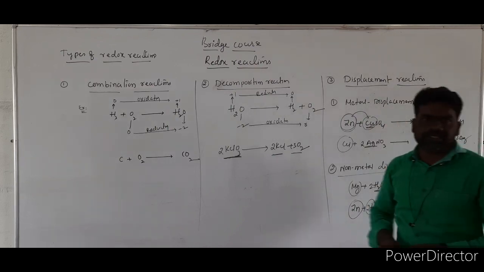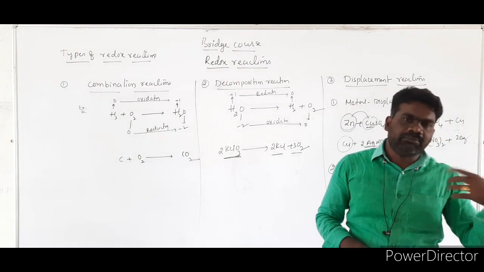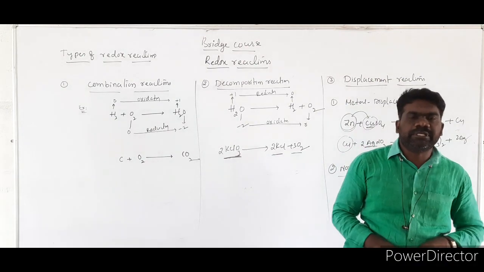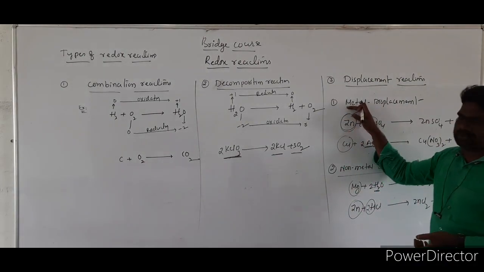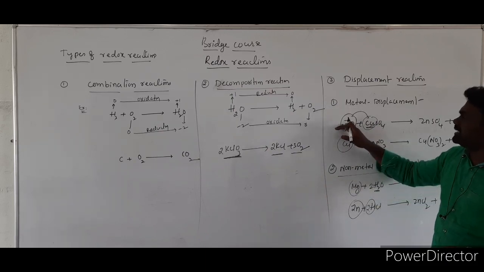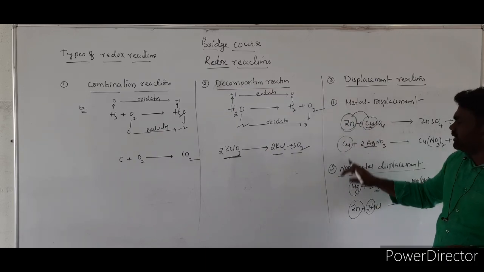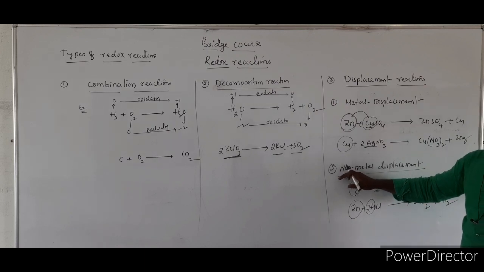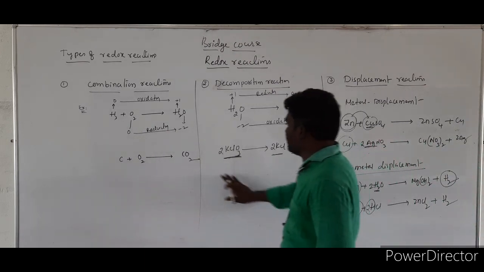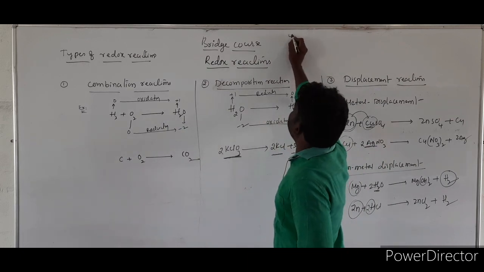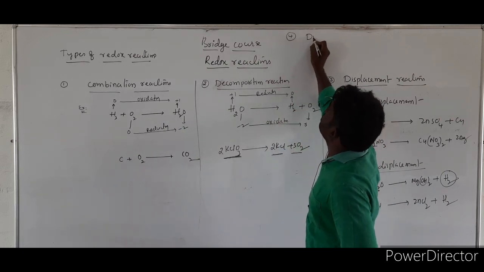Displacement reactions are the reactions in which an element or atom displaces the other atom from its compounds and occupies its place. So these are two categories: metal displacement and non-metal displacement. Metal displaces metal is a metal displacement. Metal displaces a non-metal is a non-metal displacement. Then the fourth category of reaction we have is disproportionation reactions.